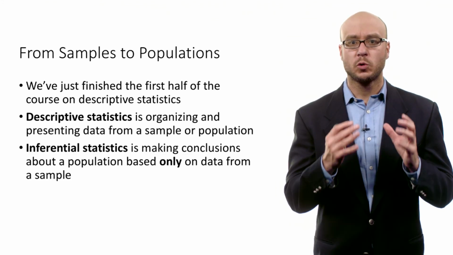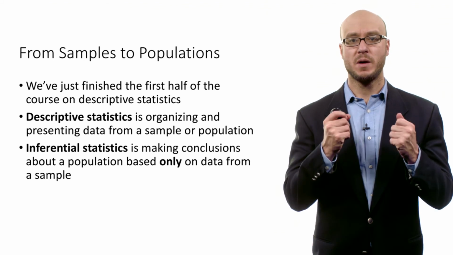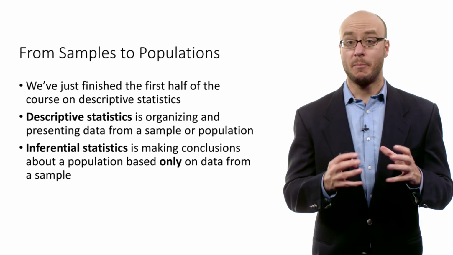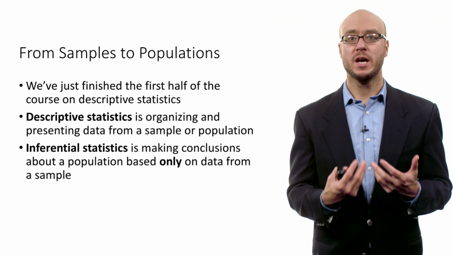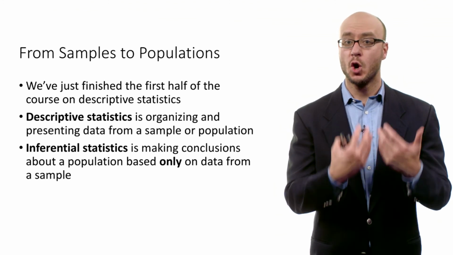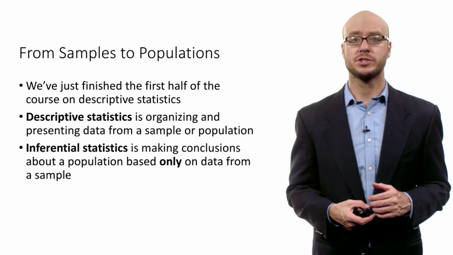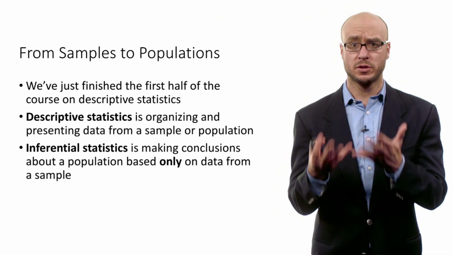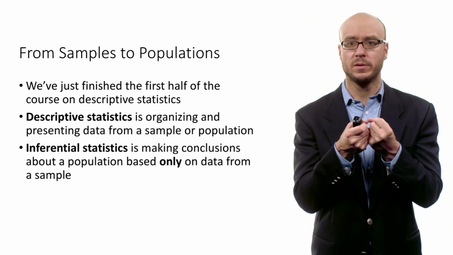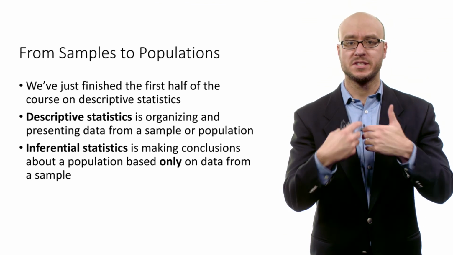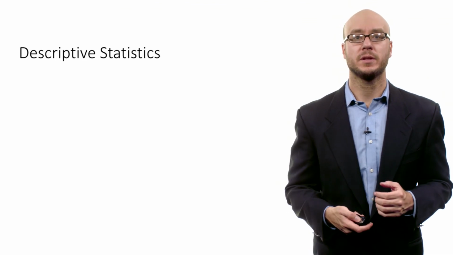We're now building towards inferential statistics. This is about making conclusions about a population based only on data from a subset of that population, or a sample. It's the same thing. A sample is just a subset of a population. So the idea is that we actually don't observe the population, but we can use the sample to make inferences, to say something about that population.